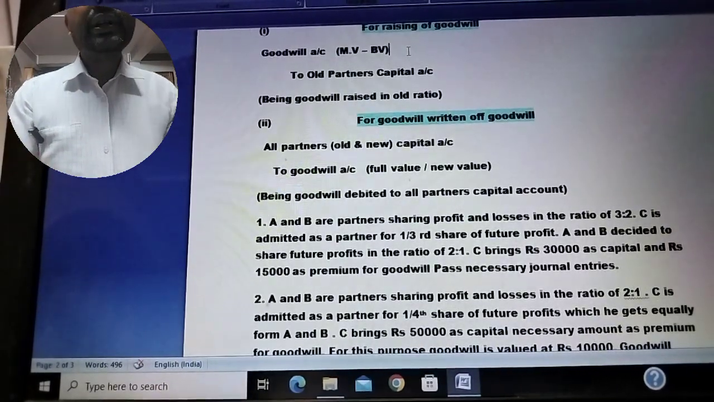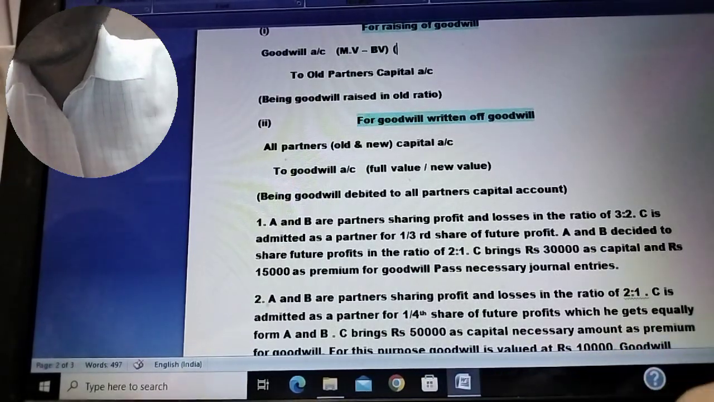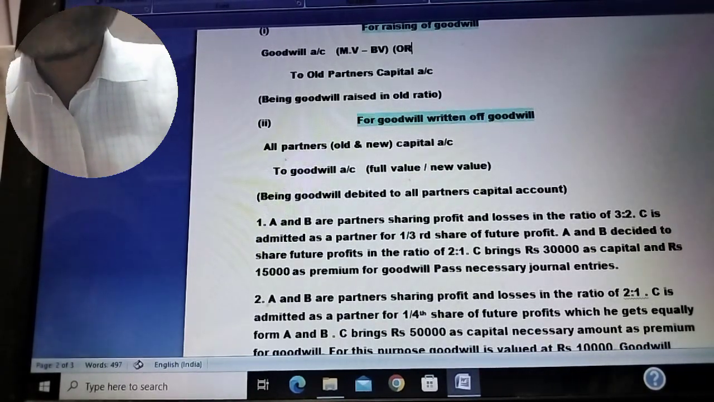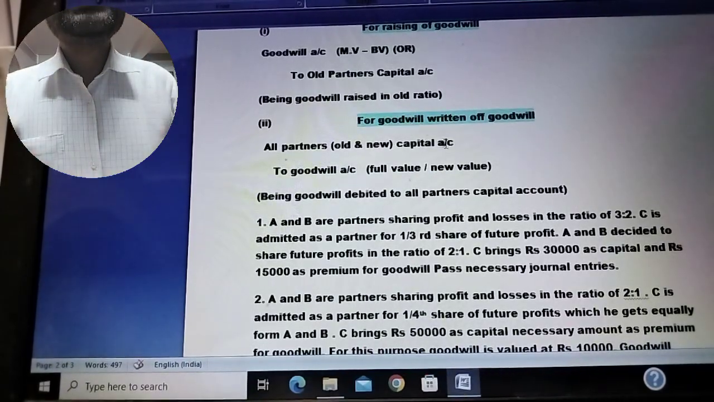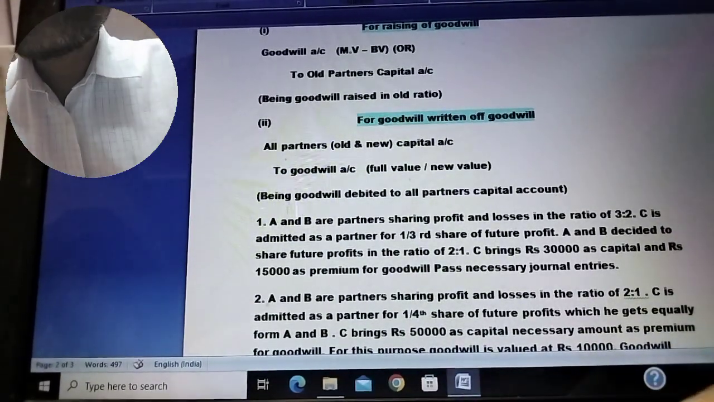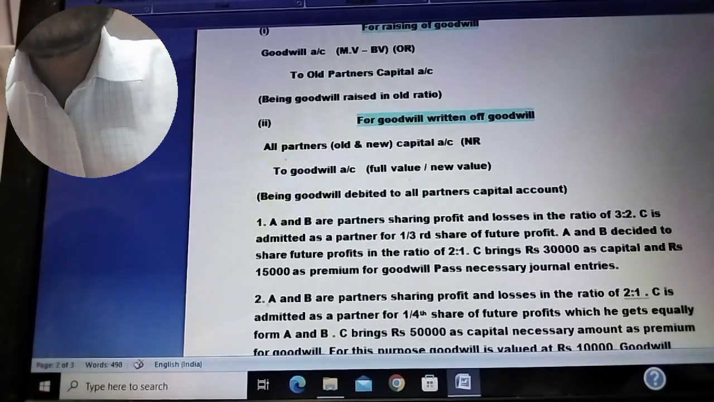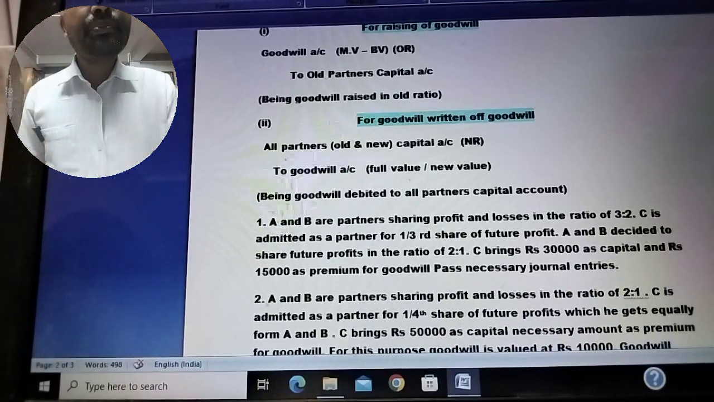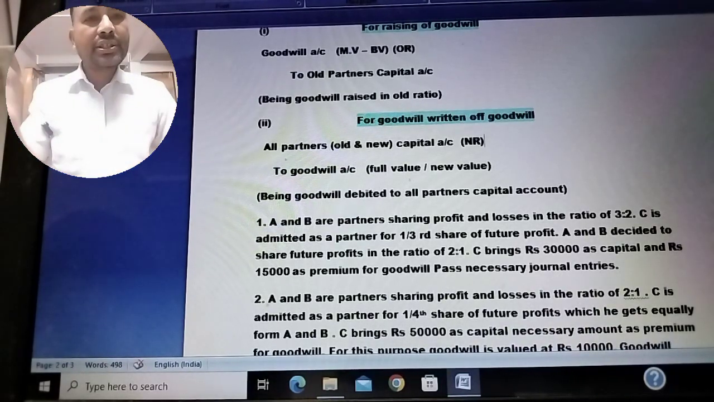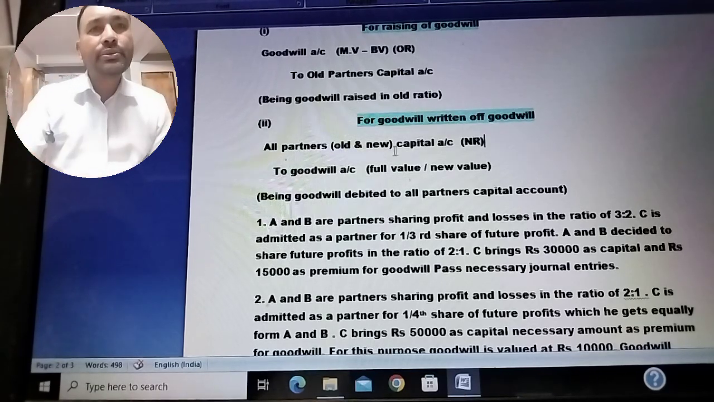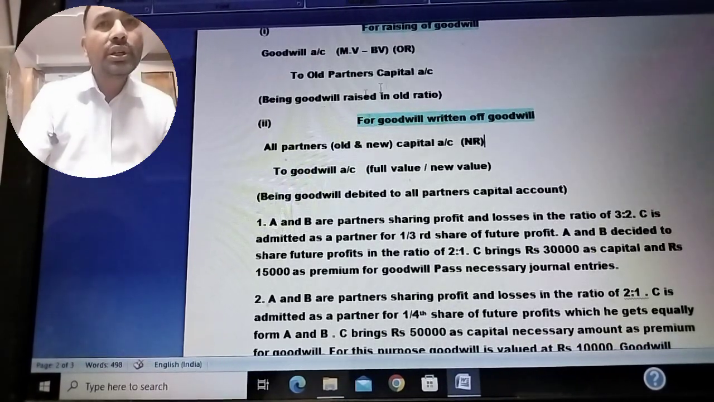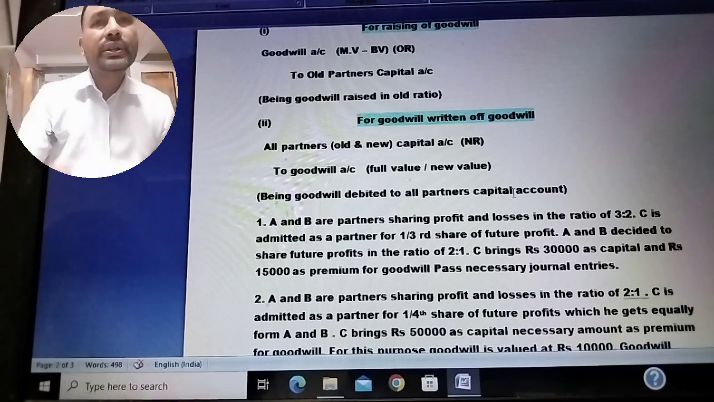The new value means here 50,000. So for raising goodwill, see I am writing, for raising goodwill you have to write old ratio. Okay, old ratio. But for writing off goodwill, definitely all partners are coming, so you have to write new ratio. When premium is brought in, then you have to use sacrificing ratio. When goodwill is raised, you have to use old ratio, and when goodwill is written off, you have to use new ratio. So for raising of goodwill, goodwill to all partners' capital account, old ratio. For writing off of goodwill, all partners' capital to goodwill.